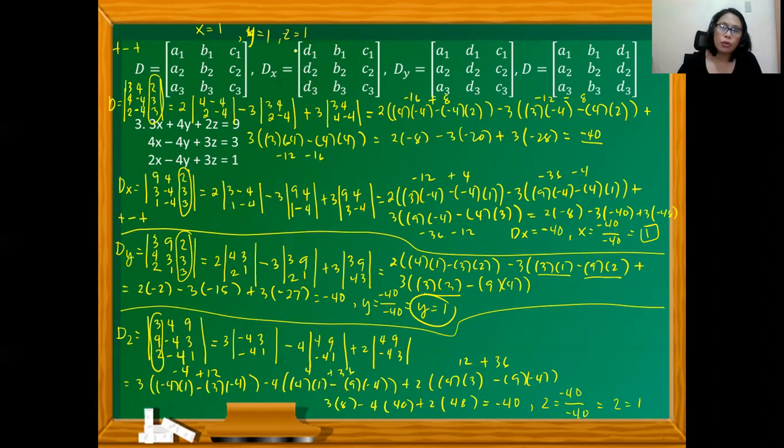So working on the solution for three equations in three variables using the Cramer's rule requires us to recall how to evaluate the determinant for a 3 by 3 matrix, because we will be solving for the values of x, y, and z, which is equal to d sub x over d, d sub y over d, and d sub z over d respectively.